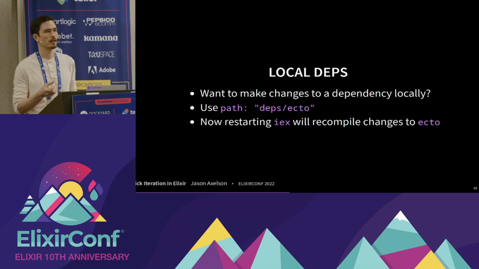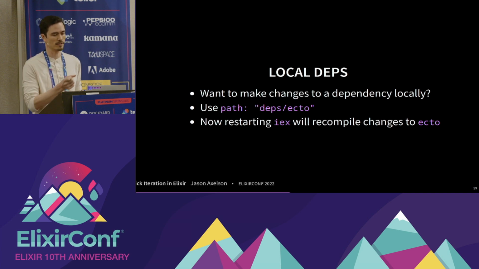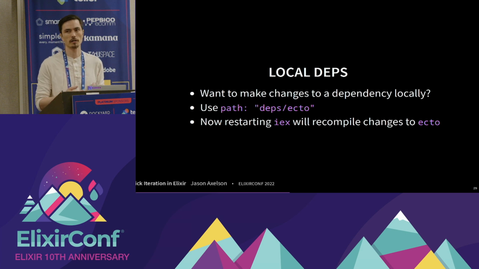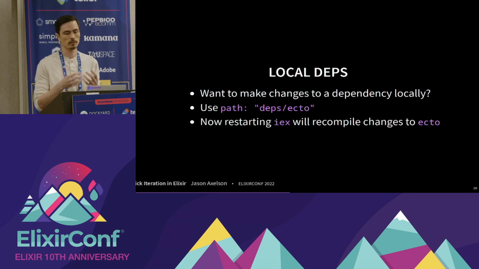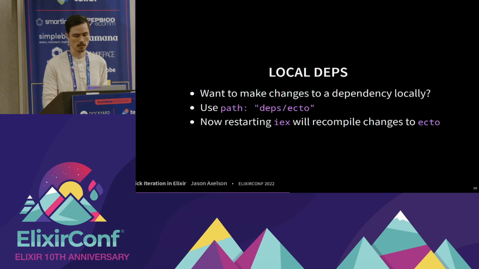And one way you can do that is once you've actually downloaded the dependency, you just change your dependency to be a path dependency, and you just pass it the path to the deps folder where it already exists. And then now, whenever you make changes in that folder, you can restart IEx to recompile and get those changes back in. And you do have to restart IEx. You can't just use recompile for that, because that'll only recompile your project.